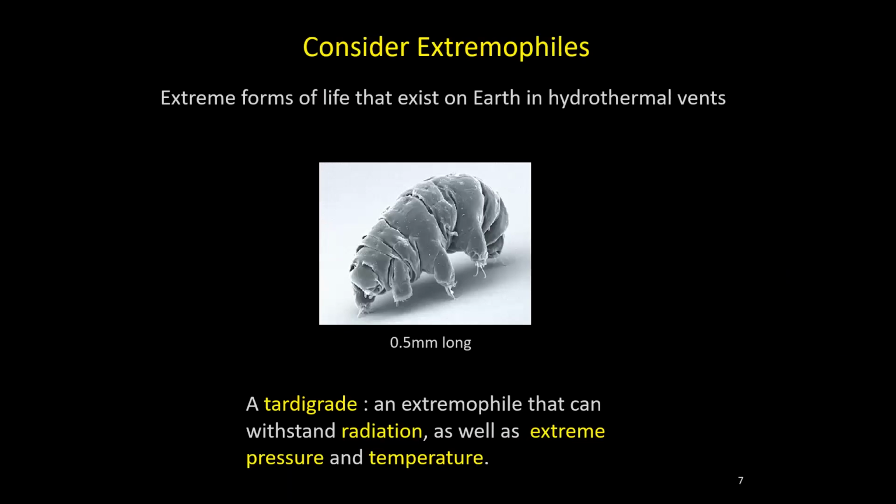In this case, we have here a little tardigrade, sometimes called a little woolly bear, that's 0.5 millimeter long, that lives off of hydrothermal vents in the bottom of the oceans. And we now have found that they can withstand radiation as well as extreme pressure and temperature. So here we have an example of, quote, life that exists in some very, very extreme circumstances.